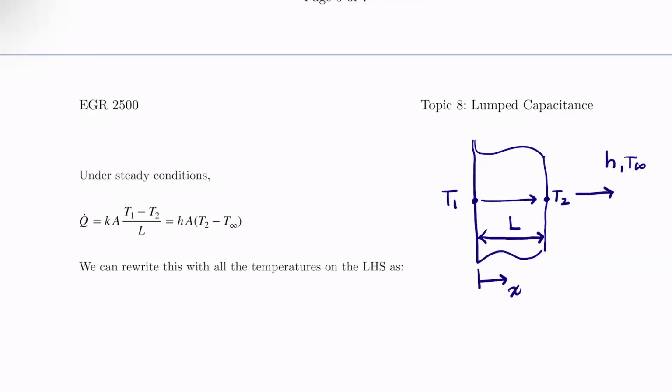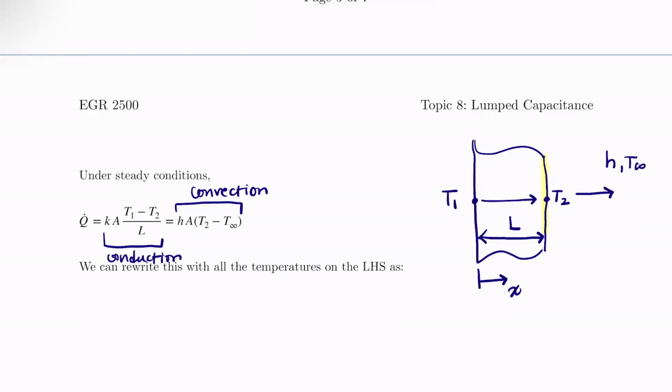Okay, so under steady conditions, we can write our rate of heat transfer from convection in the following way. We know that the heat transfer due to conduction has to be equal to the rate of heat transfer due to convection. I'm essentially equating the conduction heat transfer and the convection heat transfer at this surface where they're making contact.